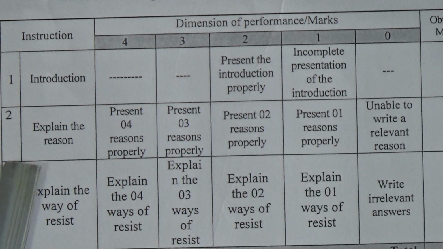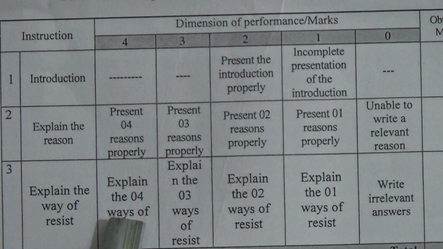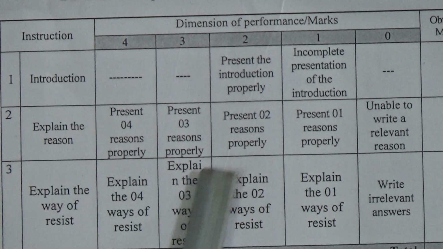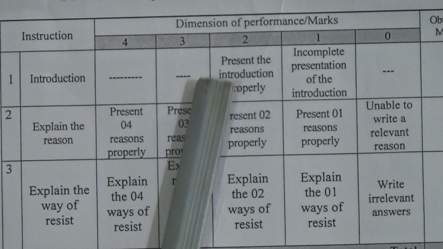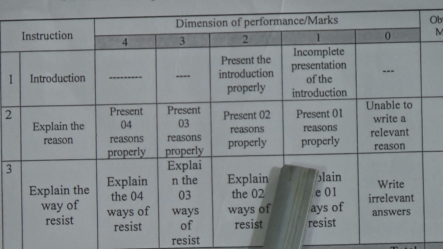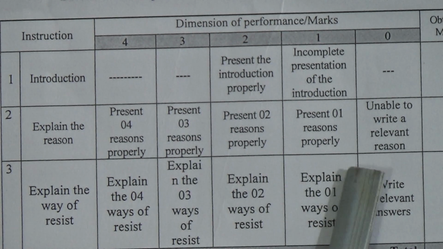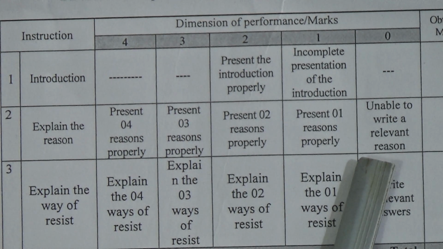Number 2, explain the reasons. Present 4 reasons properly, you will get 4. Present 3 reasons, 3. Present 2 reasons properly, you will get 2. Present 1 reason properly, you will get 1. Unable to write a relevant reason, you will get 0.